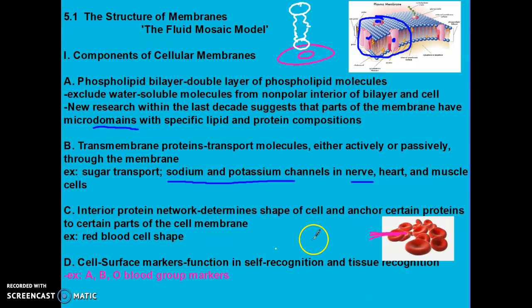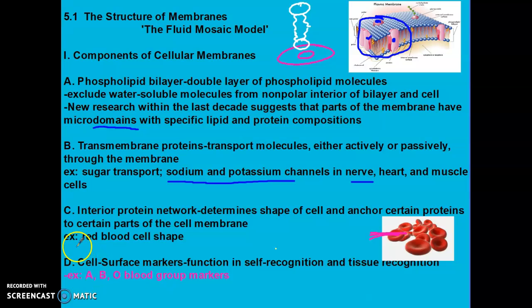Interior protein network determines the shape of the cell, and it also anchors or keeps certain proteins in certain parts of that cell membrane. So I said a lot of these things in the cell membrane can sort of float around and move around, but some of them are anchored in place and they can't.